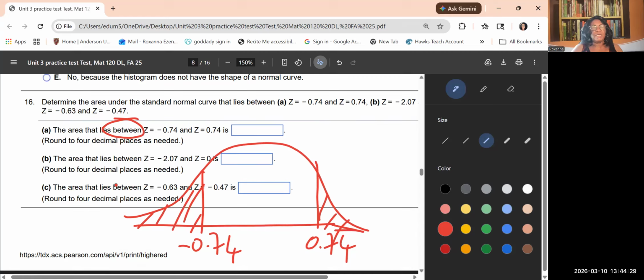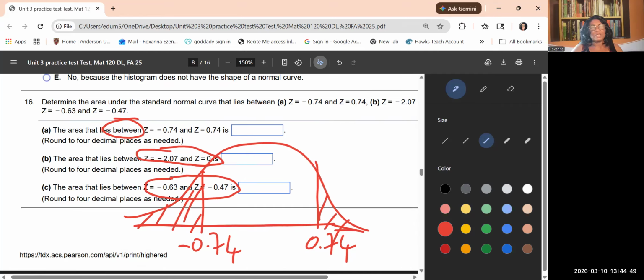And if I'm told to find, like in number 2 here, B, the absolute value of these two numbers are not the same, so you have to do them differently. Also in C, the absolute value of the numbers, they're between, but you cannot multiply by 2 because the absolute value of those numbers are not the same.